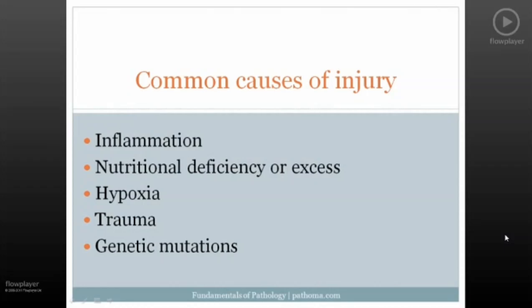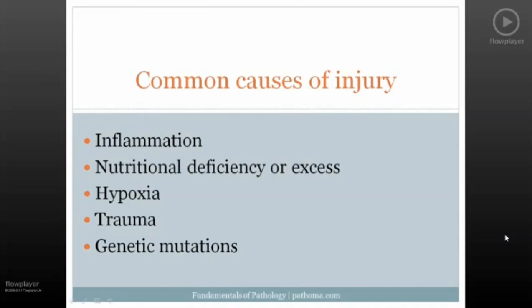Hypoxia, very classic cause of injury. All of the myocardial infarctions and stroke, ischemic stroke to the brain are all examples of hypoxia. And we're actually going to spend some time discussing hypoxia in more detail in a few minutes. Trauma, common cause of injury. For example, a gunshot wound to tissue will injure the cells.